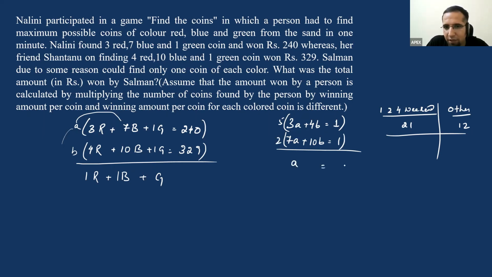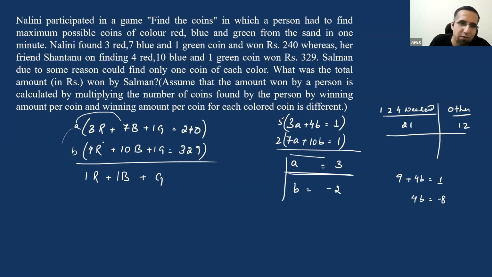So 5 3s are 15, so you get the value of A is equal to 3. If A is equal to 3, 3 3s are 9 plus 4B is equal to 1, or we have 4B is equal to minus 8, or B is equal to minus 2. That means multiply the first equation with 3, multiply the second equation with minus 2, and add both of them. That should be your answer. So 3 3s are 9 minus 8 will give you 1. 3 7s are 21 minus 20 will give you 1. 3 1s are 3 minus 2 will give you 1.